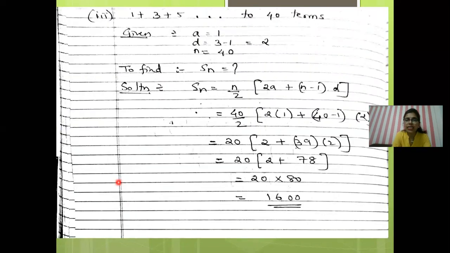In the next sum, again the series is given to you. N terms, like 40 terms are given to you. So the value of n is given to you. You will get the value of a as 1 from the series. d is 3 minus 1, that is 2. So that you got from the series. n is 40. Write the formula Sn is equal to n upon 2 (2a plus (n minus 1)d).